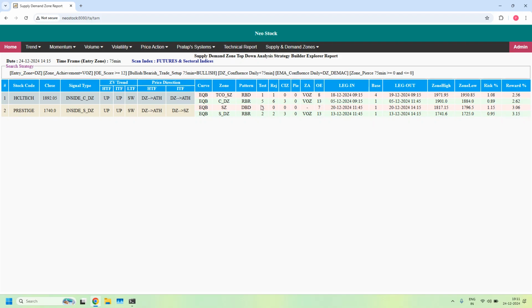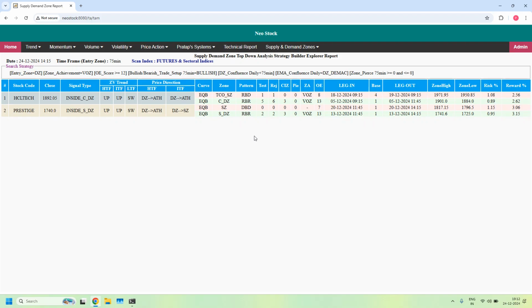That's why these zones are already tested 5 times, and the second one 2 times. Generally what happens is the zone is violated after the test. But they are supporting multi-testing, and also these are high liquidity 75 minute demand zones. Okay, this is about LTF and ITF demand zone with EMA confluence.